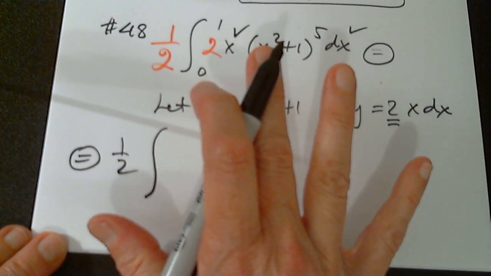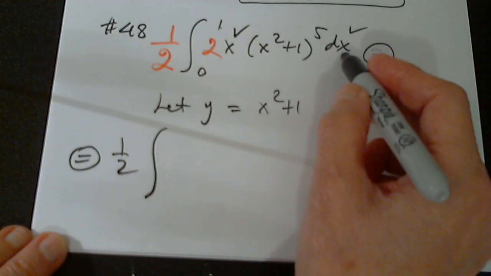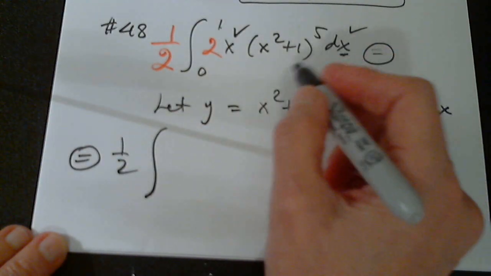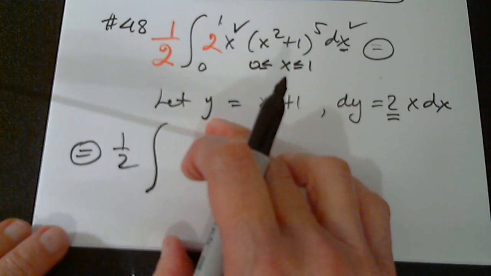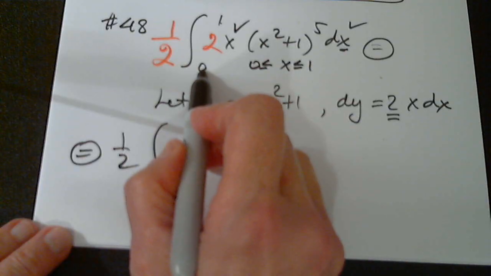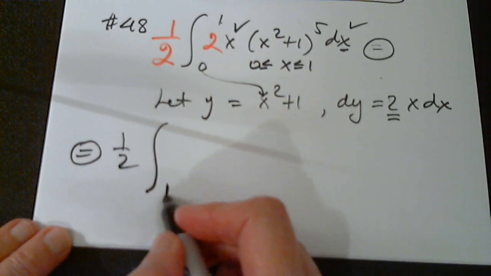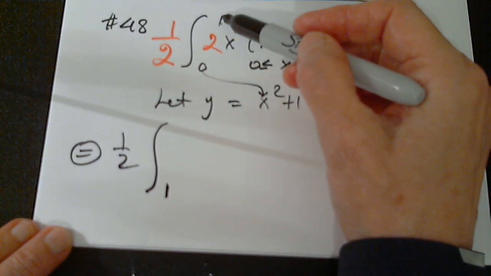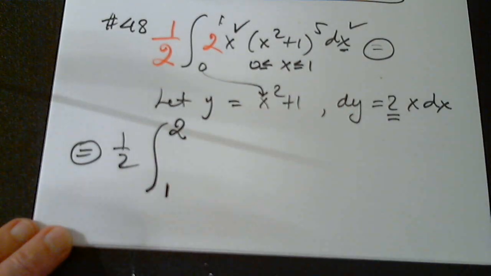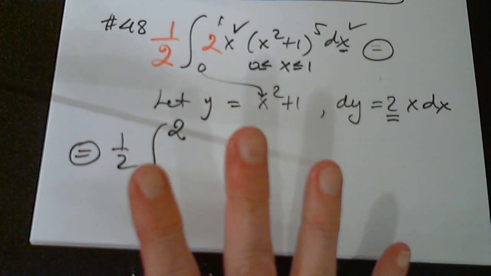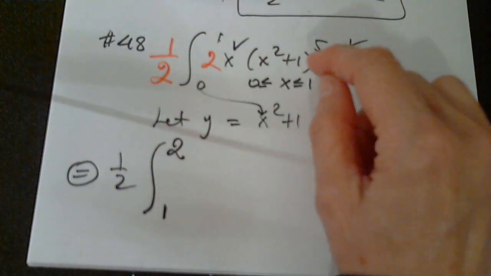Do not copy the limits of integration. This is extremely important. 0 to 1 are for x. So x is between 0 and 1, not y. So when the lower limit for x is 0, the lower limit for y will be 1. When the upper limit for x is 1, 1 squared plus 1 is 2. So this is the difference. The limits of integration are for x.